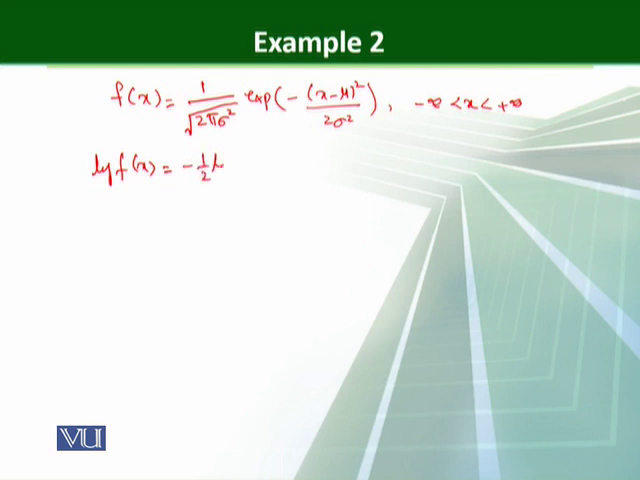1 over 2 log of 2 pi. We are merging these quantities 2 and pi together because there is no sigma, so we can merge them, because that is a constant when we differentiate with respect to sigma square. The next term is minus 1 over 2 log sigma square, minus 1 by 2 sigma square into (x minus mu) whole square. So we have to partially differentiate with respect to sigma square.